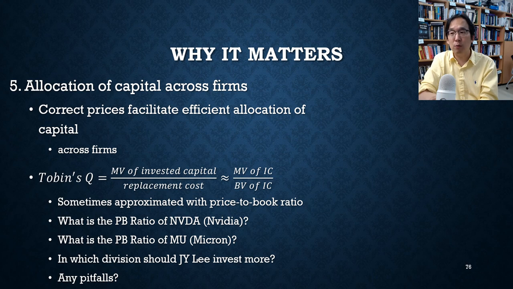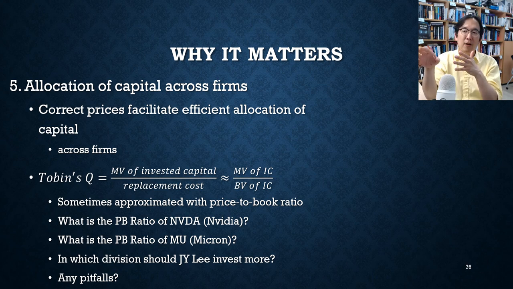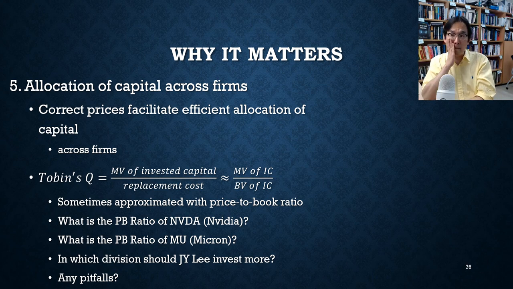Tobin's Q, what is it? This is the ratio between the market value of invested capital and the book value of invested capital, or the market value of invested capital over the replacement cost of that invested capital. Oh, so difficult to understand. What do you mean? The numerator, it's just like the PB ratio. Okay, step back, and if you take a look again, it looks like the PB ratio.